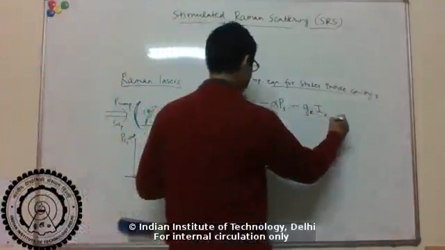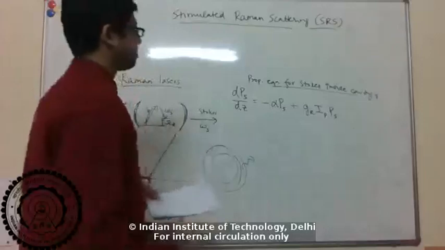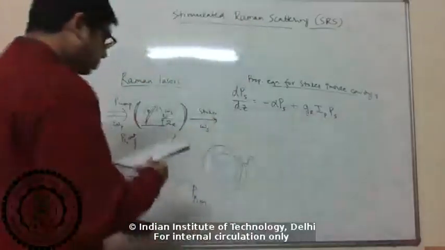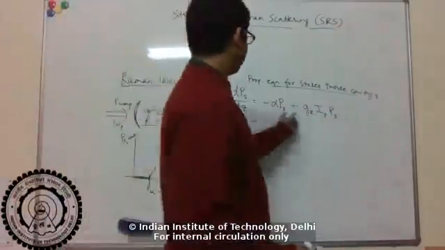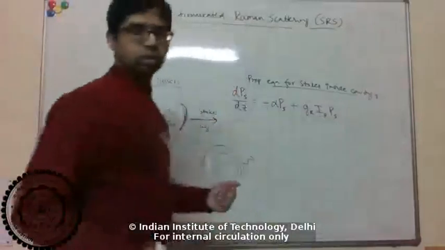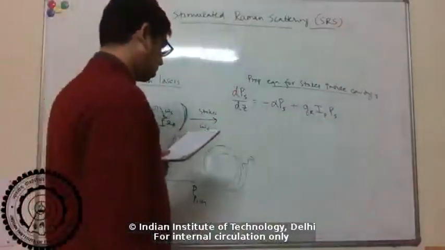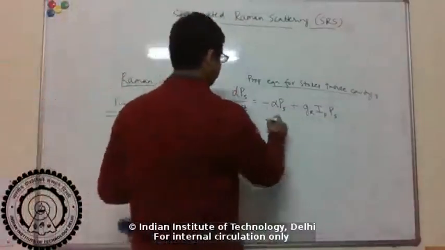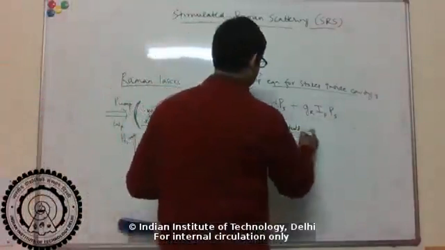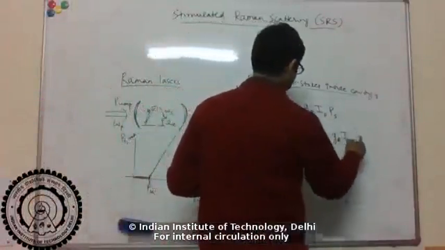So this Raman gain factor goes as the pump. Basically the task is if you can balance this loss with this gain, then you can get lasing for the Stokes. So basically threshold happens when this loss is equal to gain.